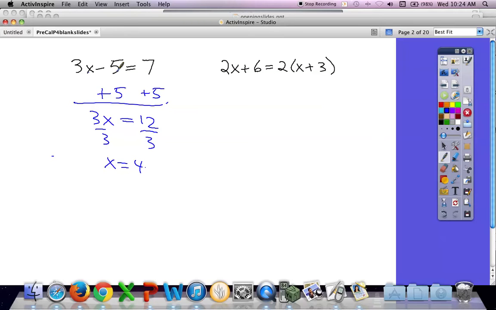Okay, here's another equation. Simplify. We have to do some simplifying of the expression on the right-hand side by using the distributive property. 2x plus 6 equals 2x plus 6. Of course, that has to be true. Right? It's the same thing on both sides of the equal sign.